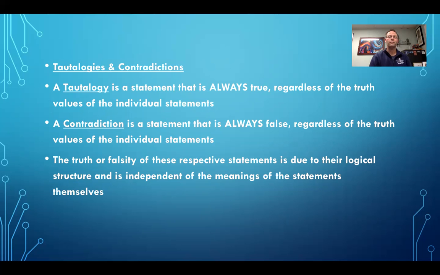So sometimes you have a tautology. If I say P or not P, something or the opposite, it's true, right? Something or everything outside of the something, that's true. But if I say P and not P, something and not itself, that's always false, because you can't have something and also not that something. That's a contradiction.